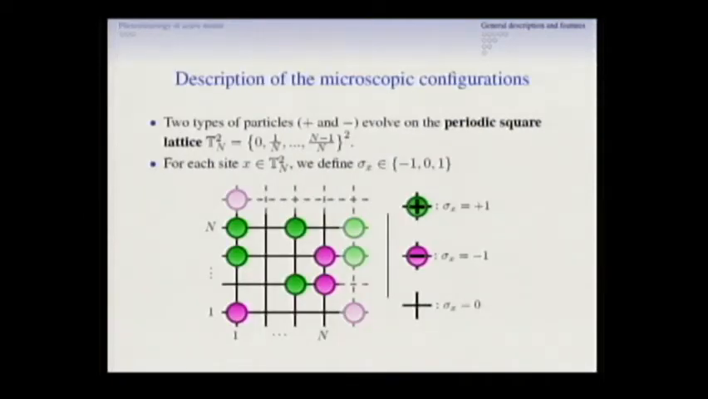Okay, so let me present to you a two-dimensional model, which is going to be our first try tonight. So you have two types of particles, the green and purple particles, which I'm going to call plus and minus particles, which are moving on a grid. So this grid has a mesh size 1 over n, and with a side of n sites, so you have an n by n grid. And for each site in this grid, you're going to define a sigma x, which is going to be either -1, 0, or 1. So minus or plus 1 is going to represent the fact that the site of the grid is occupied by a purple or a green particle, and 0 is for an empty site. Okay, so this is the basic definition of a configuration for my model.